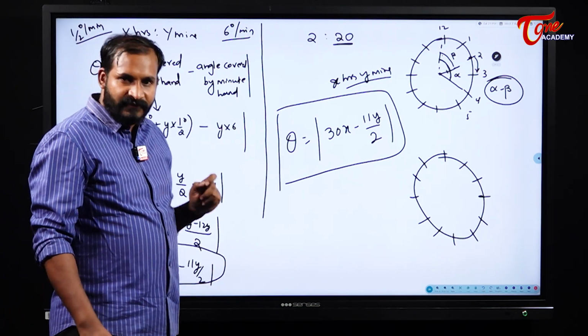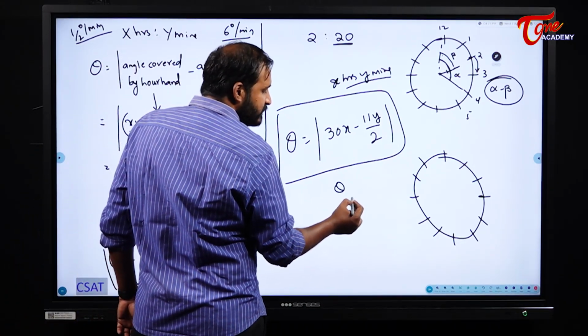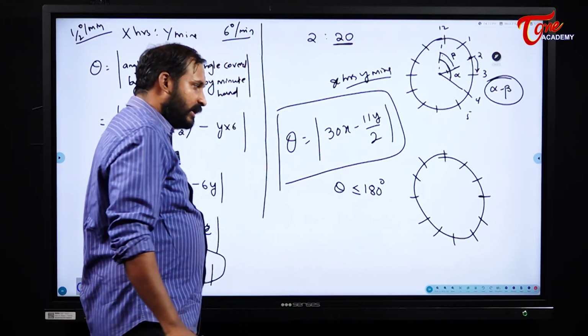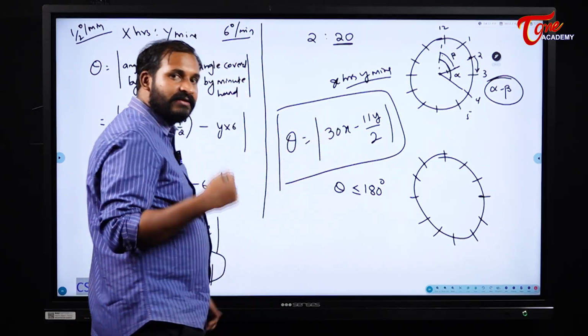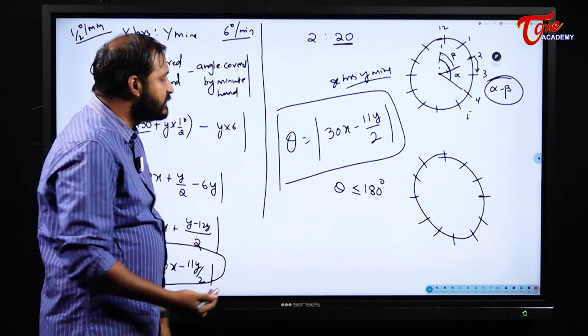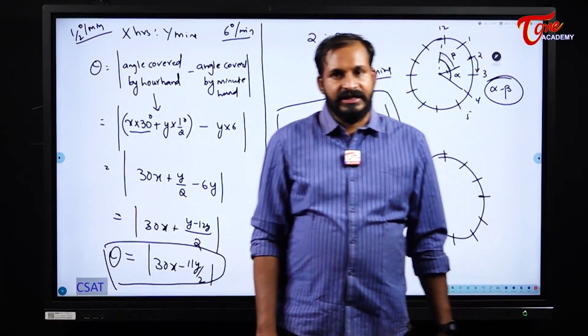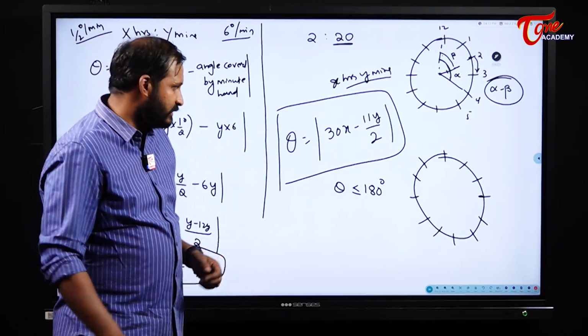And here remember a few important things, students. Our angle should always be less than or equal to 180 degrees. If, while calculating, we get a value greater than 180 degrees, immediately subtract it from 360 degrees and then write your final answer. Okay, understood? Right. Next.